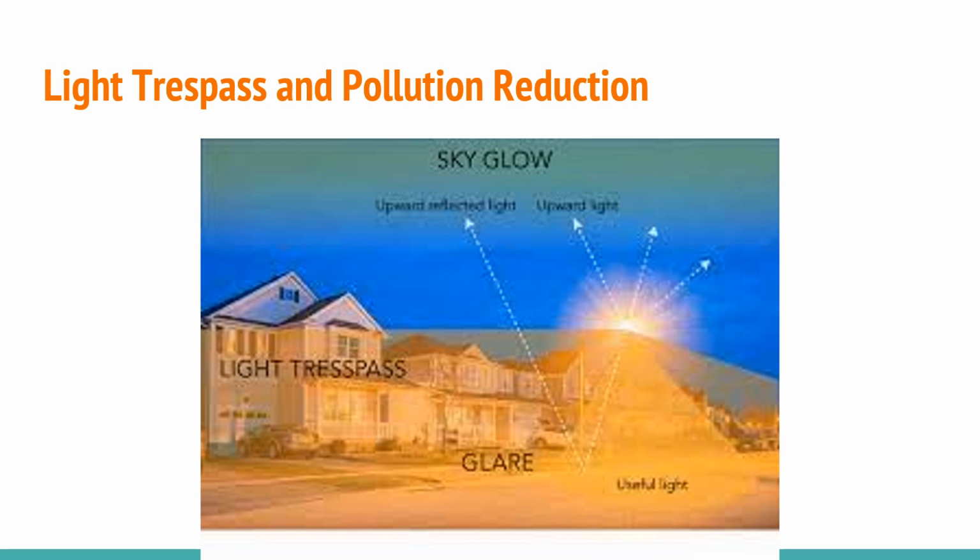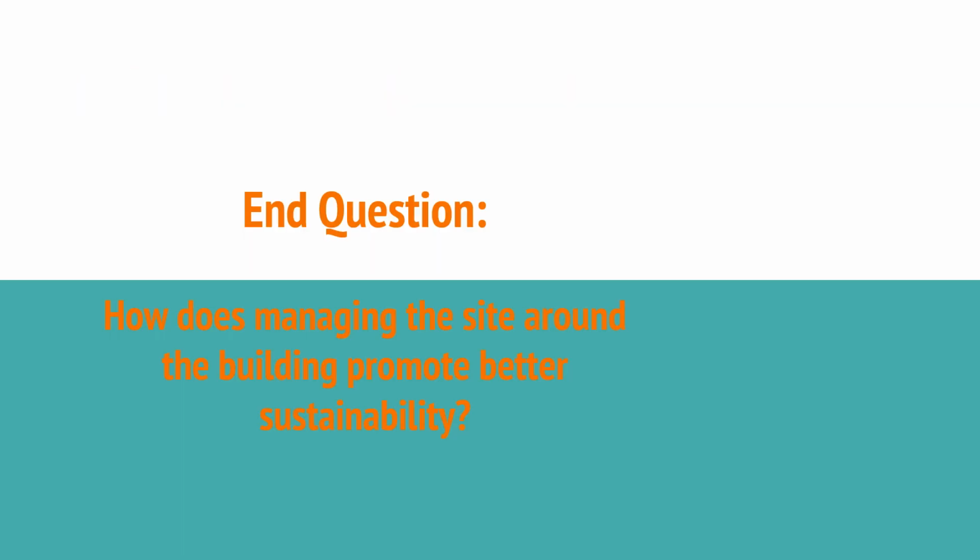This is kind of an example here. We have a street light that doesn't have the proper things put in place. So not only is it trespassing into the neighborhood homes, blinding people trying to sleep, it's also reflecting up into the sky and preventing those beautiful views that we like to see. So one last question for us to think about before we move on to the next one, and that is, how does managing the site around the building promote better sustainability?